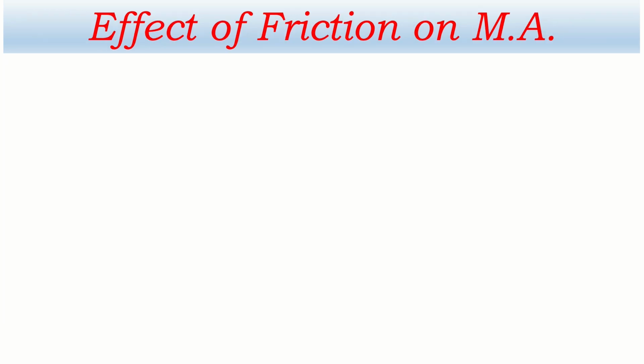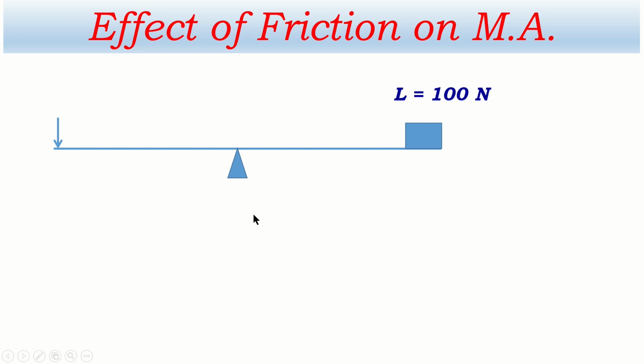Effect of friction on mechanical advantage. We can consider this figure. Let's say this is a lever in which the fulcrum is just in the middle of the load and effort. If it is so, then effort distance and load distance are equal. Then a 100 Newton load can be raised by 100 Newton effort. Is it possible? It's not possible, because there is friction in every machine. Here we have friction. The friction may be 5 Newton. If it is so, then instead of using 100 Newton effort, we have to apply 105 Newton effort to overcome this load.